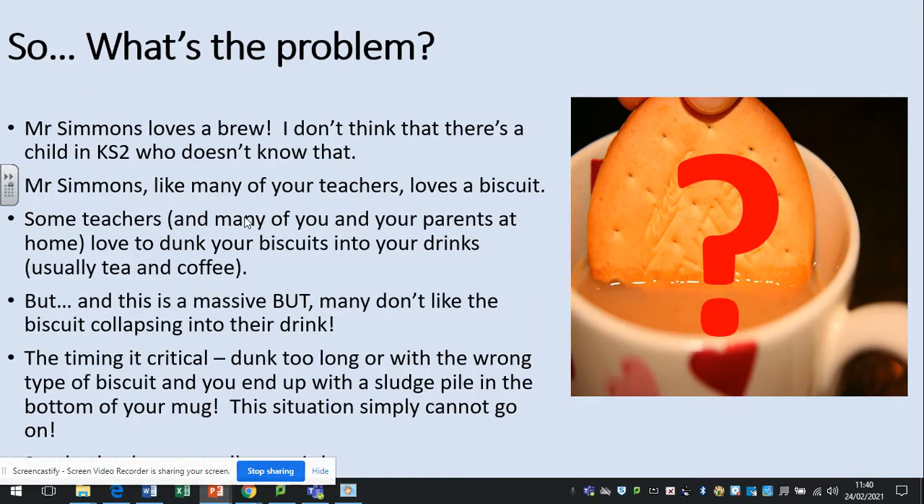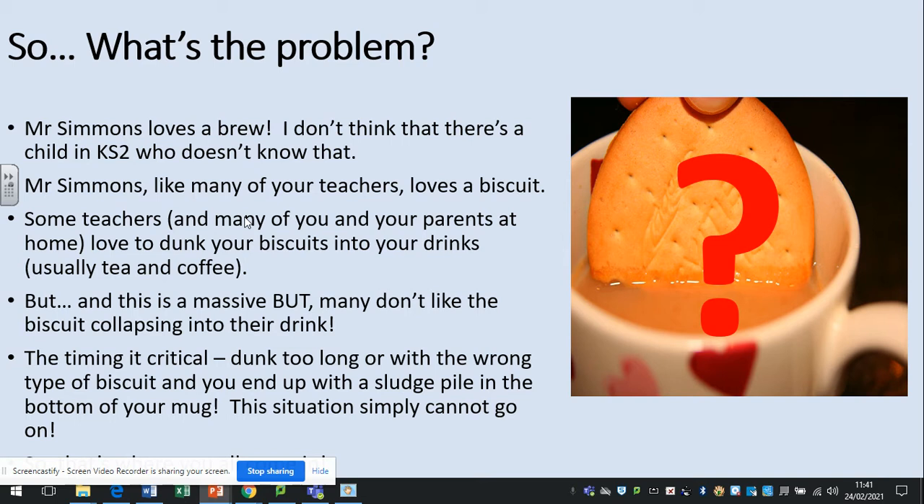So, what's the problem? Well, you all know that I love a brew. I don't think there's a child in Key Stage 2 that doesn't know that by now. And to be honest, there are many children in Key Stage 1 that greet me by saying, "You like cups of tea." It's true, yes, I do. Now, I'm like most other teachers in school. I do love a good biscuit. Some teachers and many of you and your parents at home love to dunk biscuits in your drinks, usually in tea or coffee. I've got to be honest with you here. I don't, but there's a reason for that.